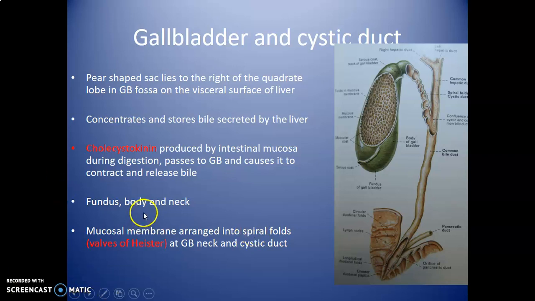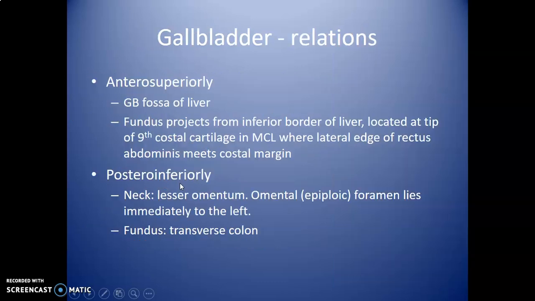So we've said the gallbladder has a fundus, body, and a neck, and the mucosa is thrown into folds. Spirals in the mucosal membrane at the gallbladder neck and the cystic duct form what you call the valves of Heister. So the valves of Heister are the spiral folds of the mucosal membrane.